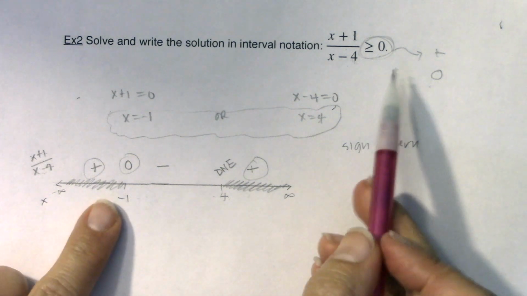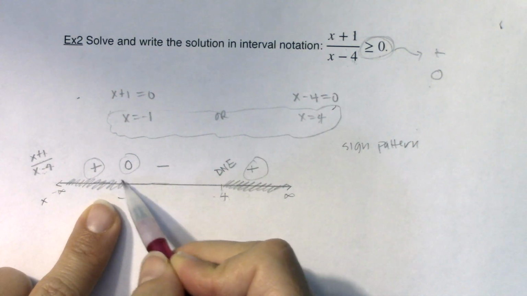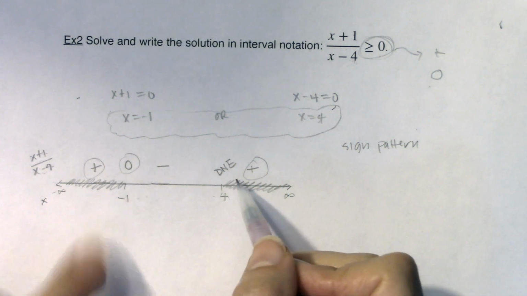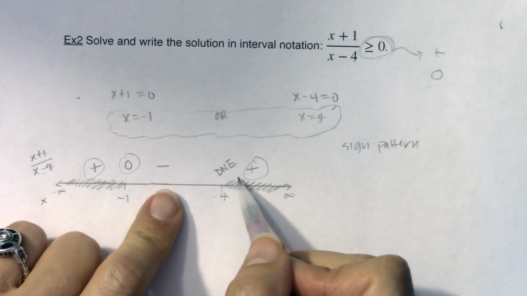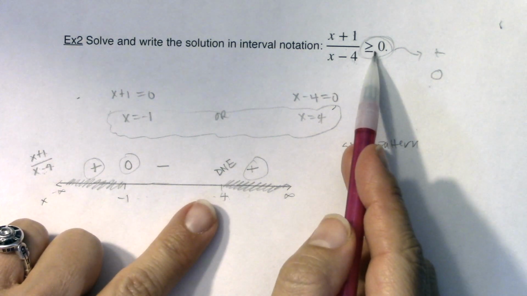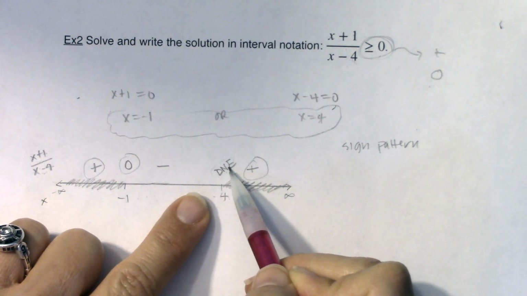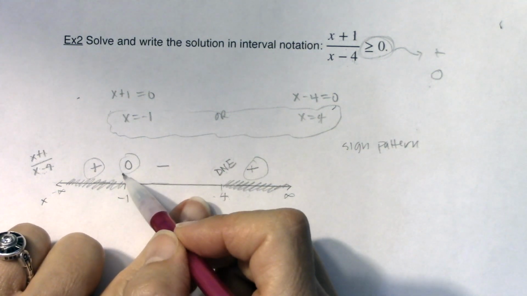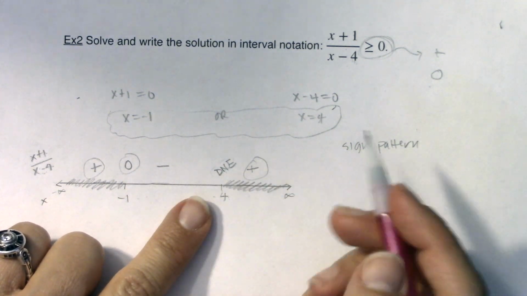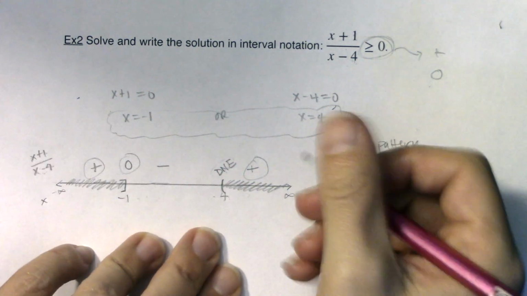Okay, and because this is greater than or equal to 0, I do want to use a bracket, right? Because I want to include -1. And ideally, I'd like to put a bracket around 4, but that's the domain issue. I can't put the bracket around 4, even though there is the greater than or equal to 0, because it's not 0 here, right? The fraction itself is undefined because the denominator is 0. So it's okay for a numerator to be 0, not okay for a denominator to be 0. So I'm going to put the bracket here and the parentheses here.